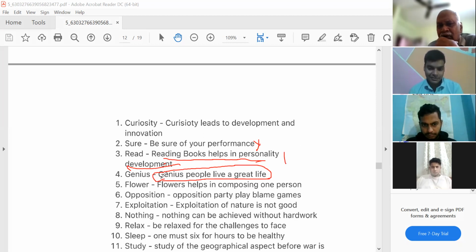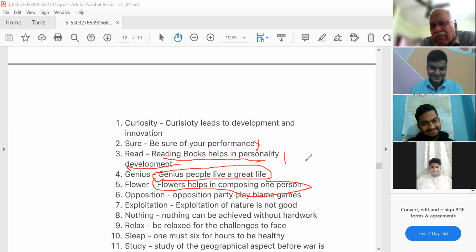Flowers help in composing one person. Very good. You become a poet? Kabhi baniye na? Kabitri baniye? Kabhi baniye kya? Kabitri banega? Aap hero to ladies the na? Kabitri baniye? Opposition. Yeah, fight. All resource to you. Yes, sir. Then what are you making with your arm? Why are you wasting your resource? Next.